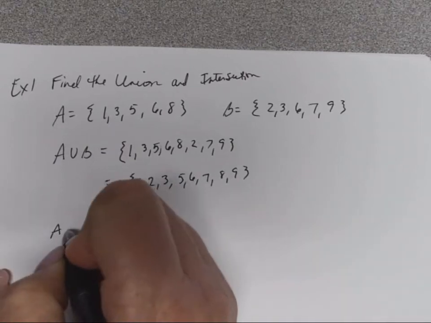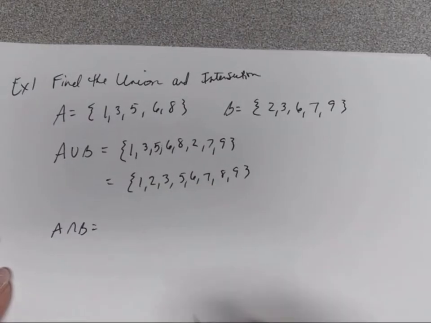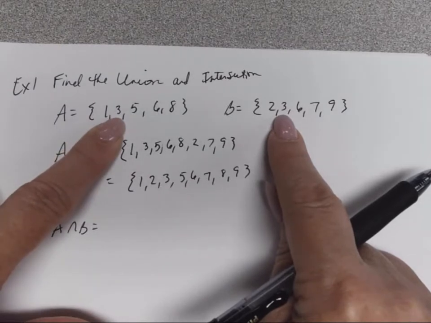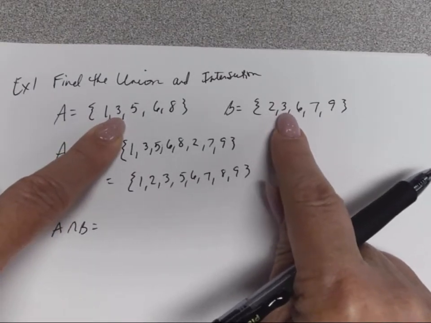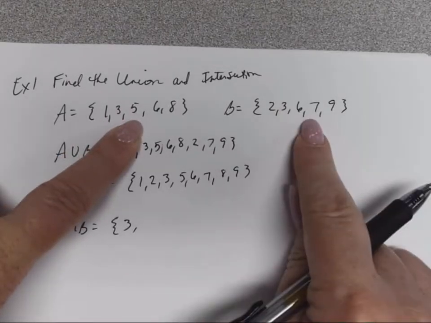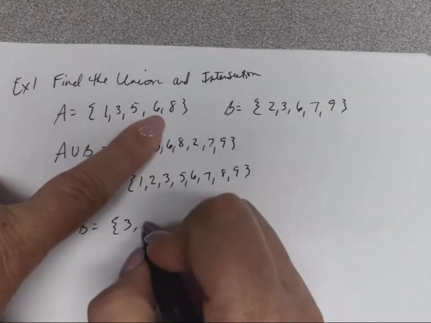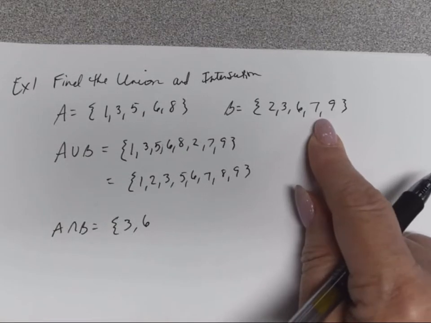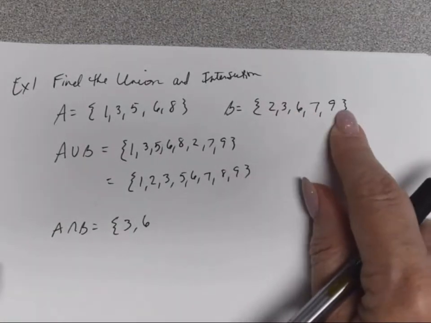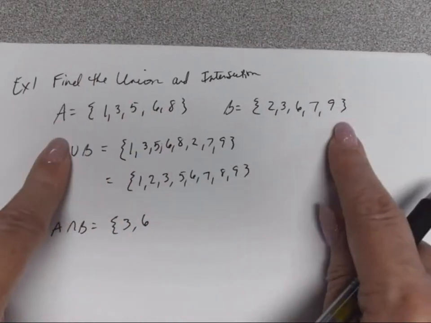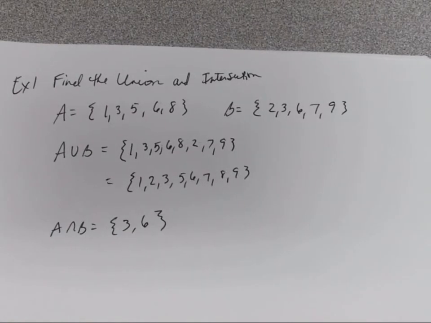All right, let's look at the intersection for these two. So what do they have in common? Well, A has 1, but B doesn't. A has 3, and so does B, so I can do that one. A has 5, but B doesn't. A has 6, and so does B. And A has 8, and B doesn't. Now, I didn't look at the 2, the 7, and the 9, because if A doesn't have it, it doesn't matter if B does or not. If it's not here, it has to be in both. So just 3 and 6 would be our intersection.